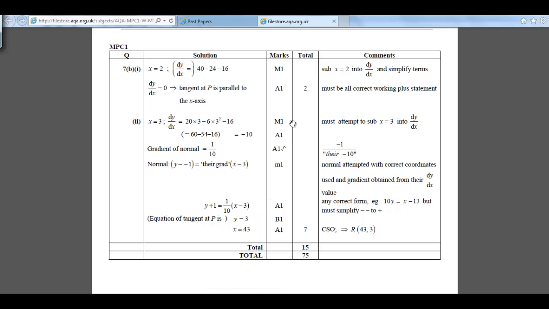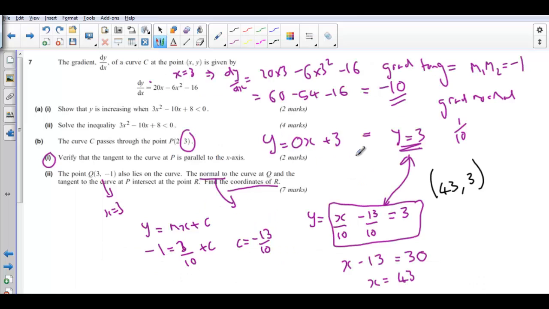1 mark for subbing x equals 3 into the differential. 1 mark for working out it is minus 10. 3rd mark for the negative reciprocal. 4th mark for attempting to get the equation of the normal. 5th mark for getting the equation of the normal, in any correct form. 6th mark for y equals 3. 7th mark for x equals 43. Looks a bit nasty, but not actually as bad as we expected.